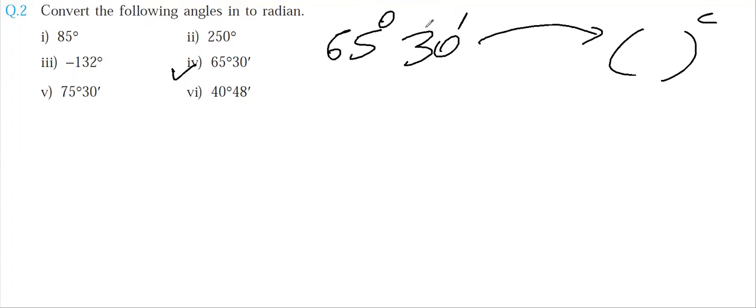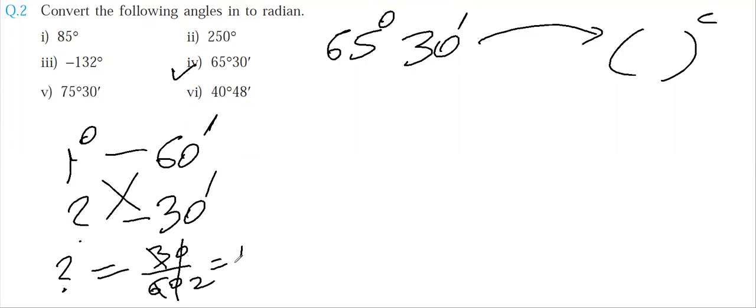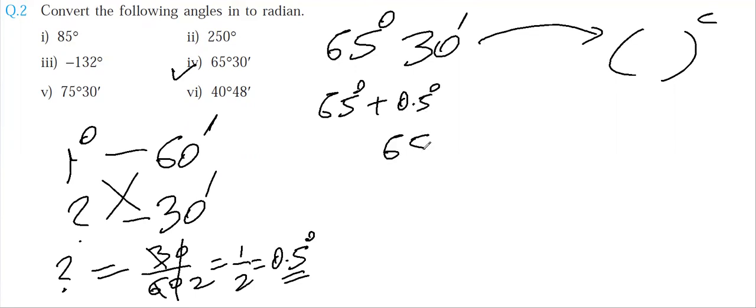So first of all, I need to convert this minute into degree. How to convert this minute into degree? 1 degree is 60 minutes. So 30 minutes will be how many degrees? Cross multiply: 30 upon 60. 30 ÷ 30 is 1, 60 ÷ 30 is 2, so 1 by 2. 1 by 2 means 0.5 degree. So 65 degree plus 0.5 degree will give you 65.5 degree.